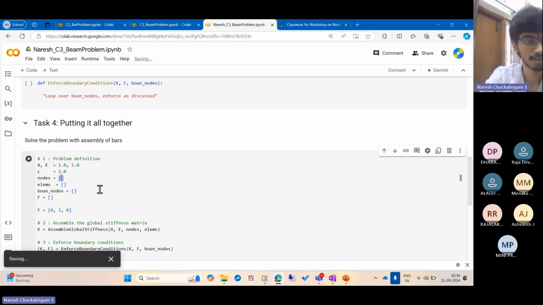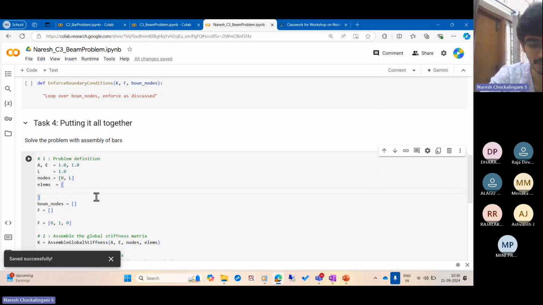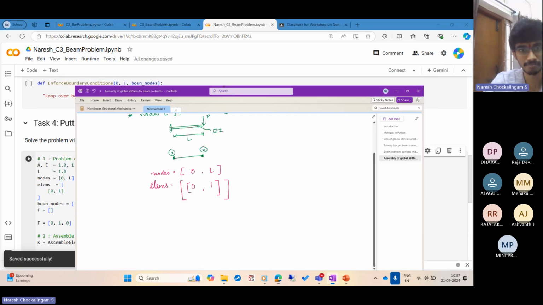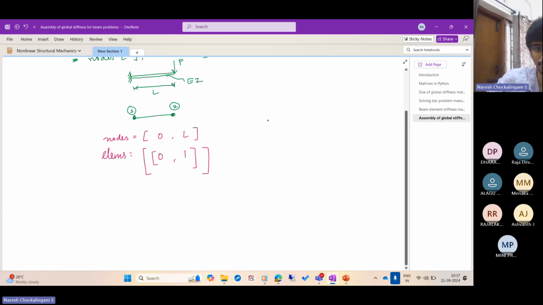Let's take L as 1. So the nodes matrix is 0, comma L. And the elements matrix is the first element's nodes, which is 0 and 1. Perfect. Now coming to boundary conditions, at every node we have 2 degrees of freedom, right?